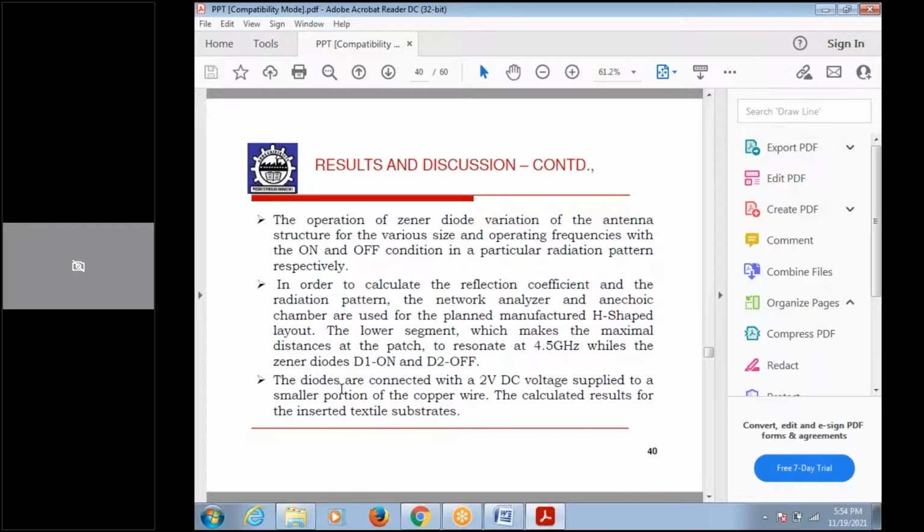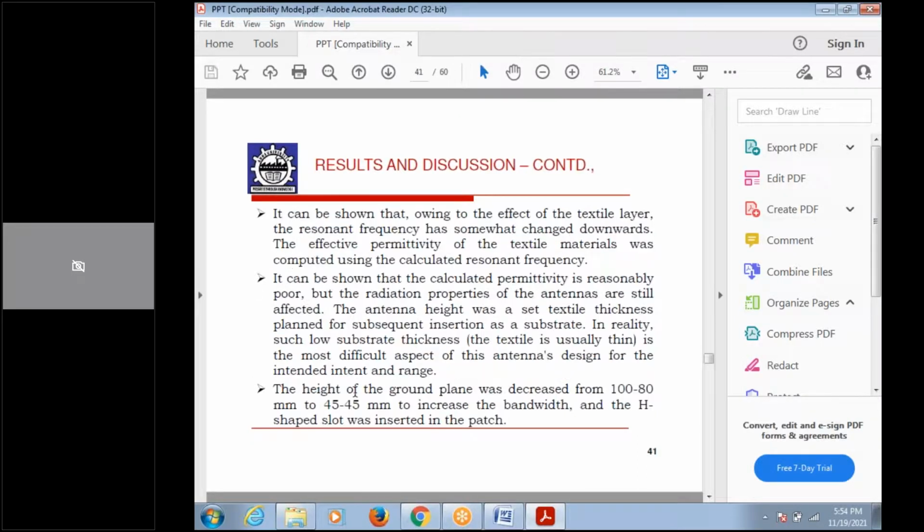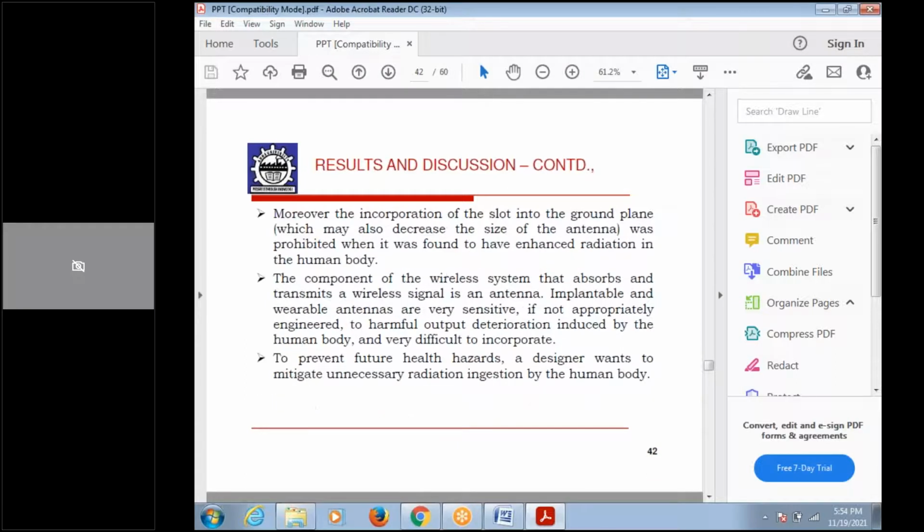Normally, the diodes are connected to a 2 volt DC supply, 2 volt DC voltage applied from the small potential copper wire. But the calculation inside the textile substrate also. Normally, the height of the source decreases in the ground plane from 100 to 80 mm to 45 mm to increase the bandwidth also.